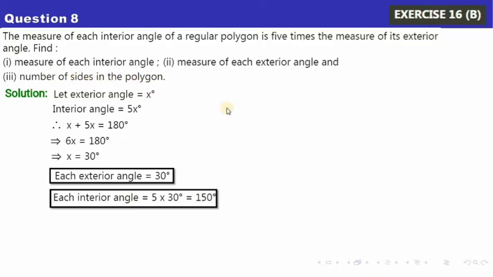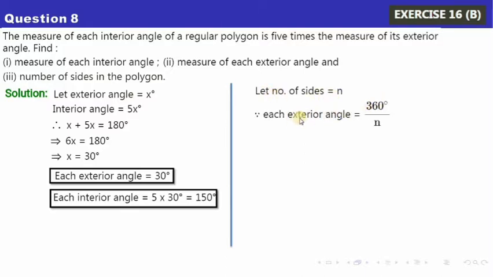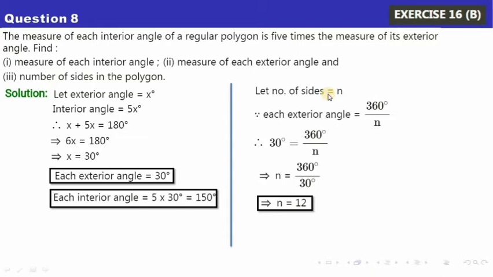Now let's find the number of sides. Let me consider the number of sides to be n, and you know if there are n sides, then each exterior angle will be calculated using this formula, right? But we know that each exterior angle is equal to 30 degree. So from here we'll calculate the value of n, which turns out to be 12. And what is n? N is the number of sides. So the number of sides in the polygon is exactly 12. So pause the video and note down your solution.